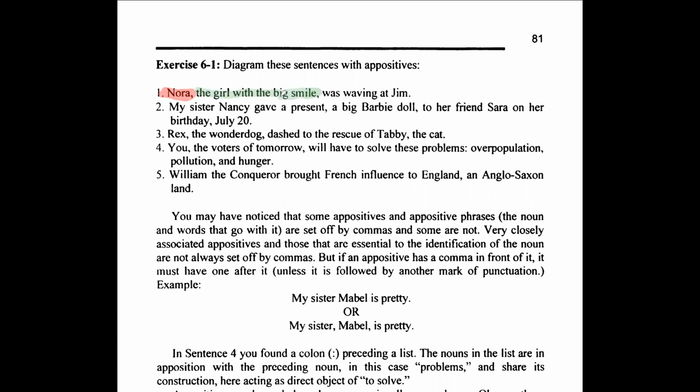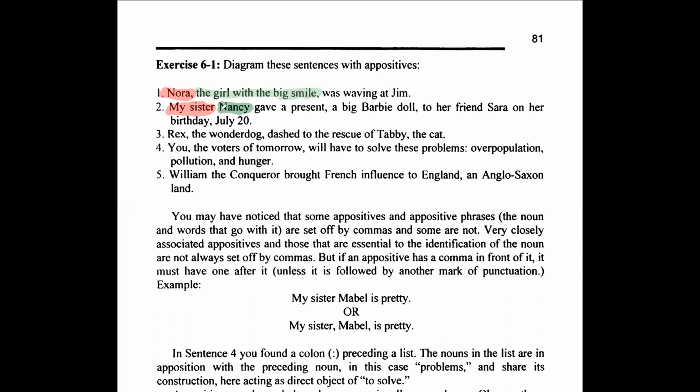My sister, Nancy, gave a present. So my sister, Nancy. Now this we should pay attention to. My sister is the main noun, sister, right? Sister is a noun, it's not an adjective. Nancy is the appositive. But we don't take out the commas because Nancy is essential.